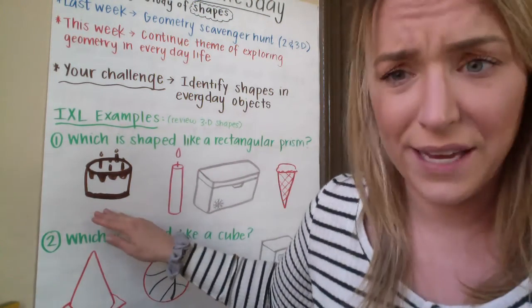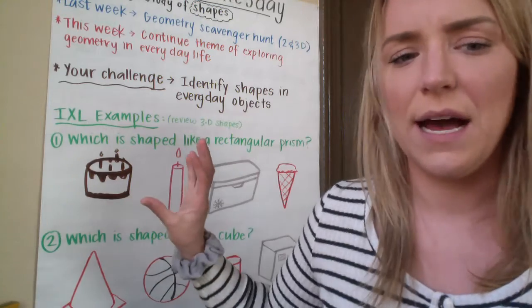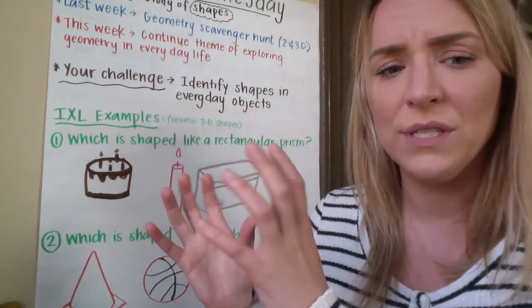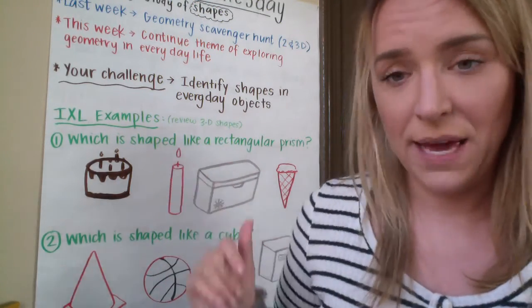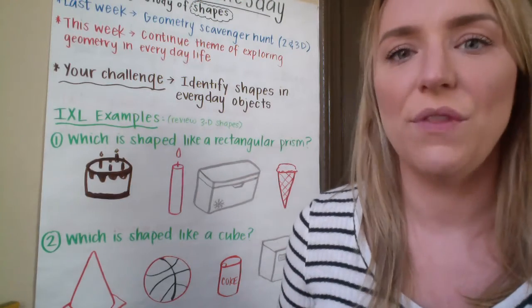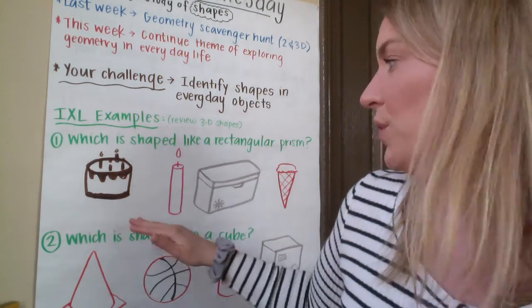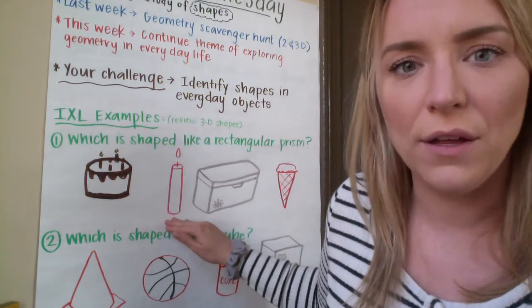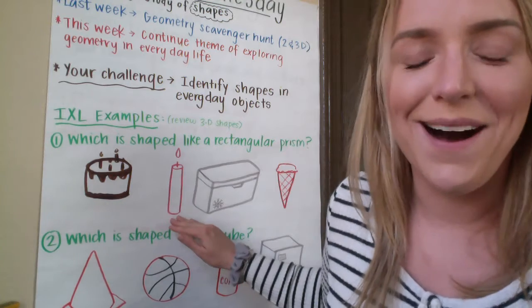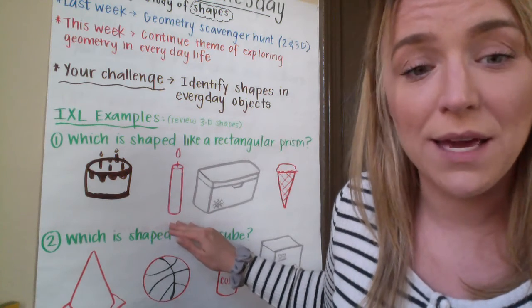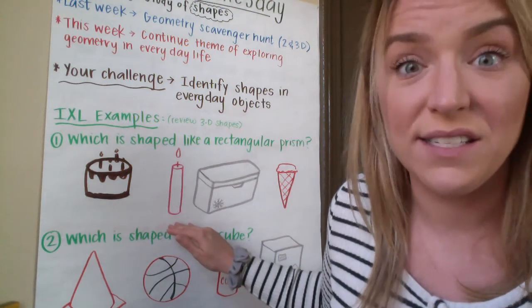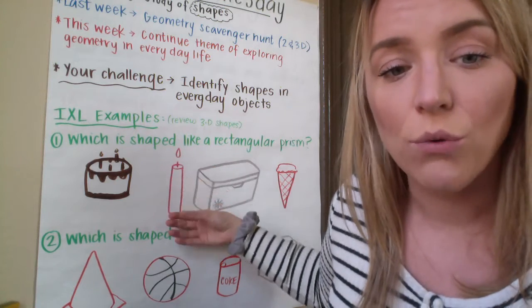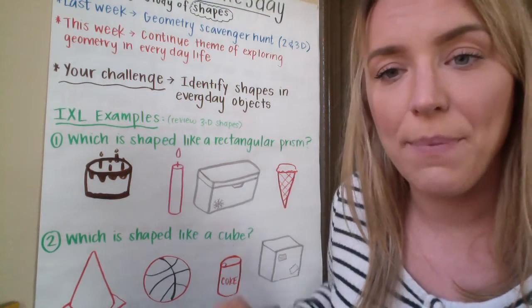I see here a cake. A cake has round edges, 2 flat sides at the bottom and the top. So that's going to be a cylinder, not a rectangular prism. Same with our candle here. It's also going to be shaped like a cylinder because it's going to be round and flat on the top and bottom.